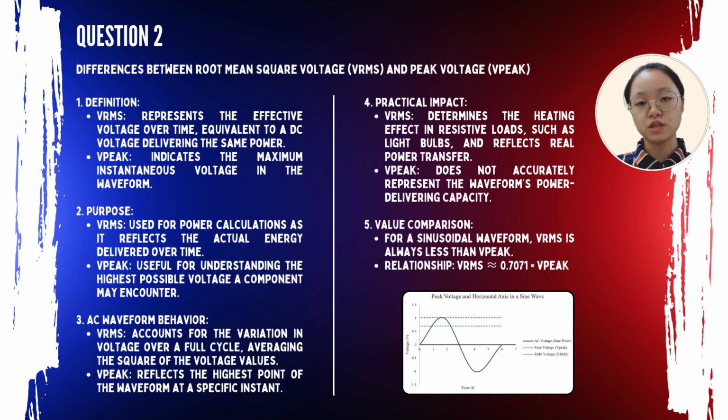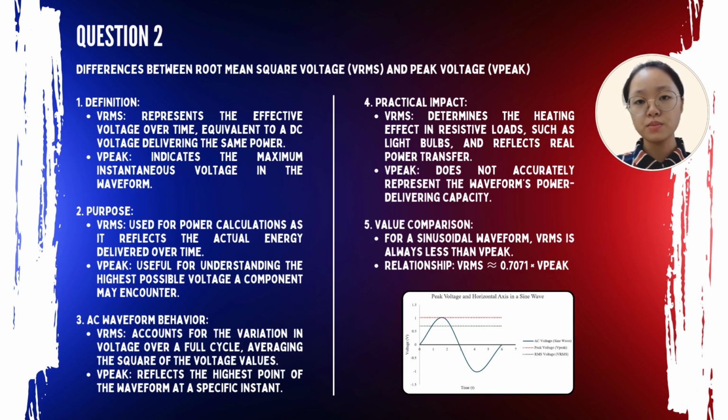Now, let's look at the key differences between RMS voltage and peak voltage. First, RMS voltage represents the effective voltage over time, which is equivalent to the power of DC voltage, while peak voltage refers to the maximum voltage that the waveform reaches at any given moment. Second, the purpose of RMS voltage is to calculate power since it reflects the energy delivered over a period, while peak voltage is useful for understanding the highest voltage a component might experience.